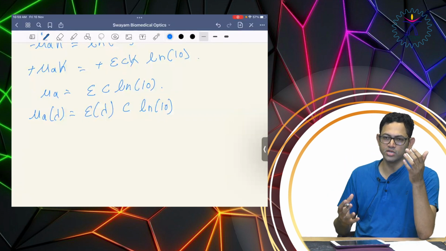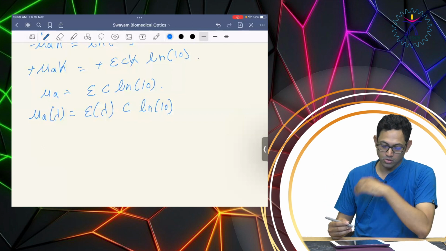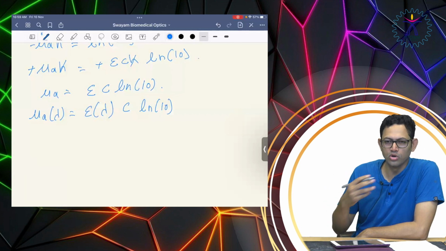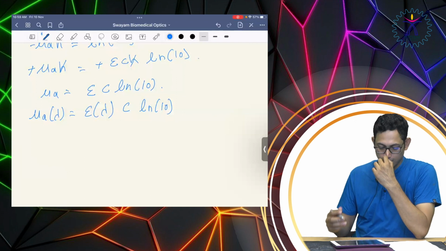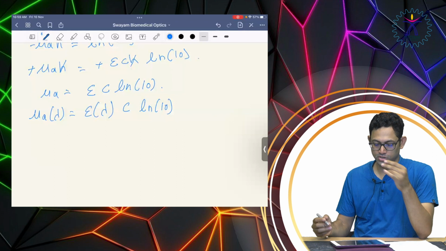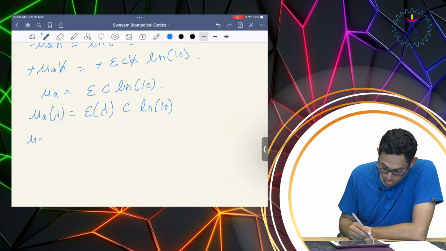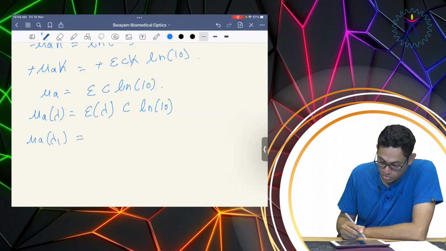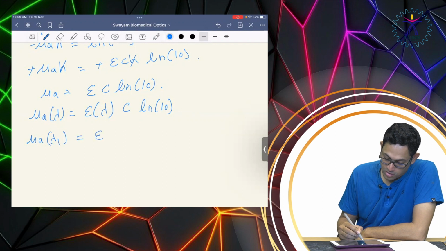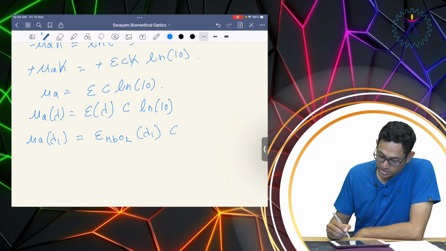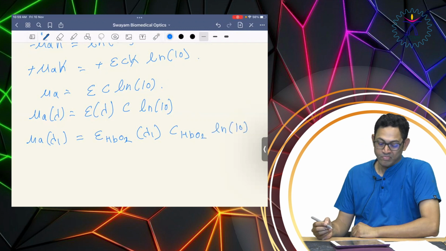How do we have two different equations? We shine light of two different wavelengths, so we can write the equation for two different wavelengths, for two different compositions or constituents. That would be mu a of lambda 1, which is equal to epsilon of your first species, for example HbO2, at lambda 1, into the concentration of HbO2, into ln of 10. So this is my first equation.